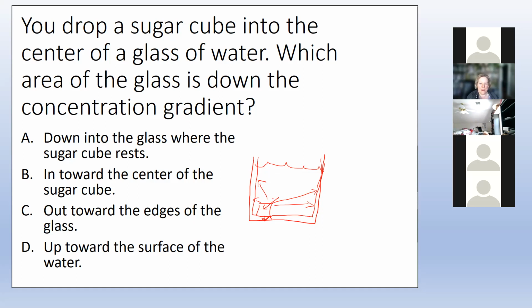Okay, what about up toward the surface of the water? Is that down the concentration gradient? I'd say yes also. So C and D are the correct answers. Now, if you picked one of the others, that's okay. We're still learning. And sometimes getting the wrong answer when you're practicing helps you remember better.